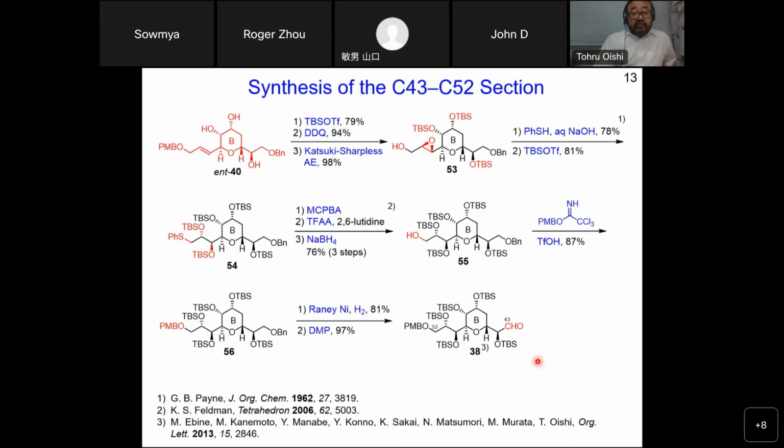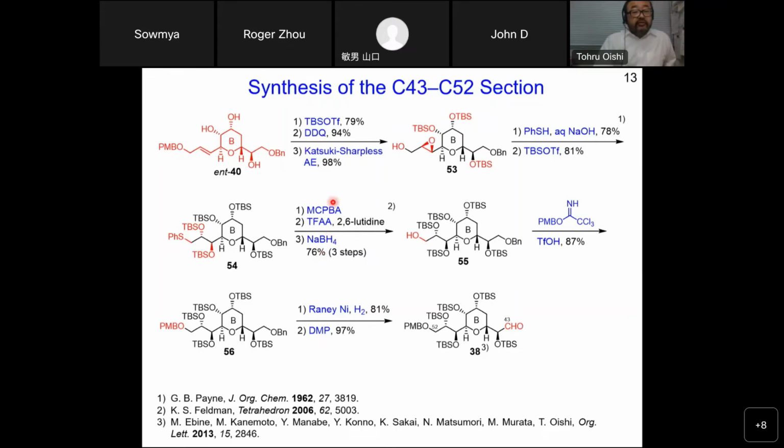Then the ring was converted to this aldehyde via Katsuki-Sharpless asymmetric epoxidation, and the resulting epoxy alcohol was subjected to Payne rearrangement conditions to give the sulfide at the terminal position, and the resulting diol was protected as TBS ether. The next step is Pummerer rearrangement.